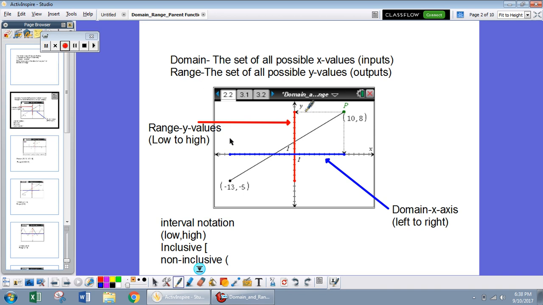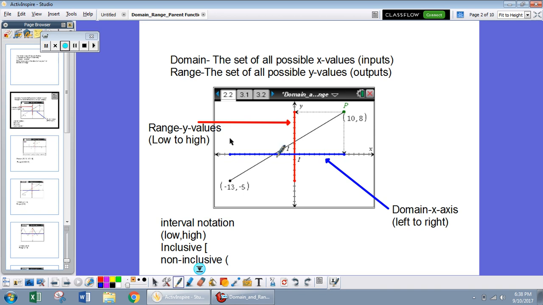Now we can think of this visually when we look down here at the graph, and we can see here is my relation. In fact, this is a function, and we can see that this has the x values that range from -13 all the way over to 10. So those are the values that this graph could take on as inputs, and we can see those in blue. And we want to think of those as left to right.